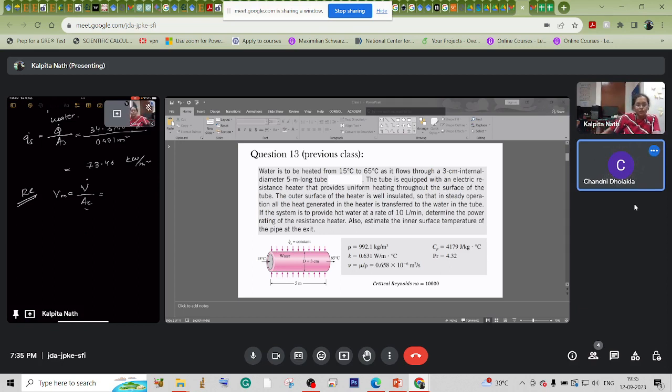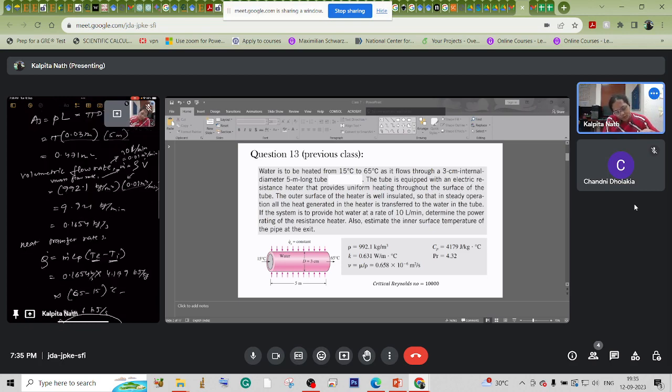Okay, so is the question visible on the screen? So one fluid is just being inserted into a pipe. There is a resistance heater that will give a constant heat flux, right? That we have already studied earlier, and we have solved many questions on this part. So fluid will be entering at 15 degrees Celsius, and as the heat is constantly supplied, it will be exiting at a higher temperature of 65 degrees Celsius.